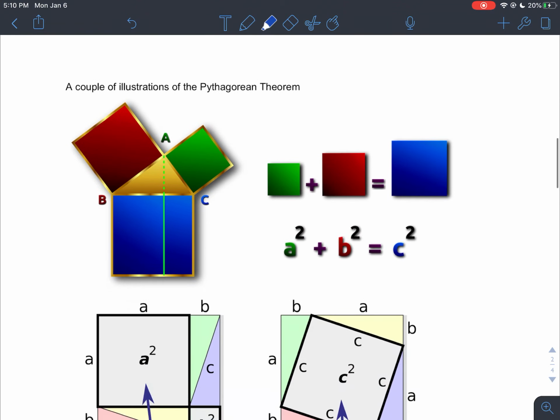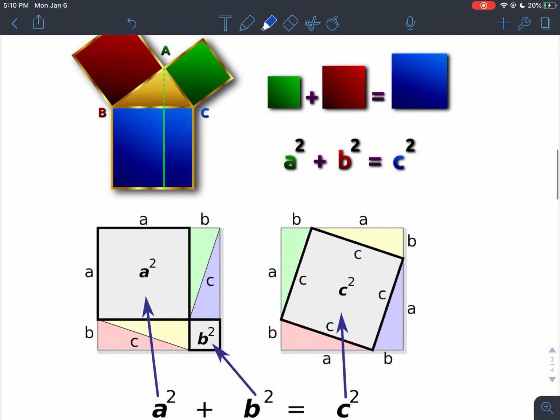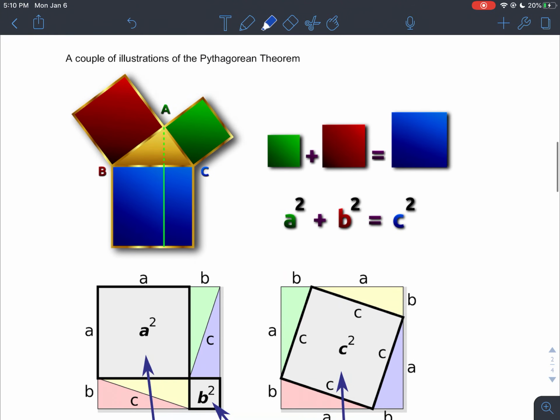On the back here, these are just a couple of illustrations. I know yours probably printed off really dark. I apologize. I wish I could print it in color.